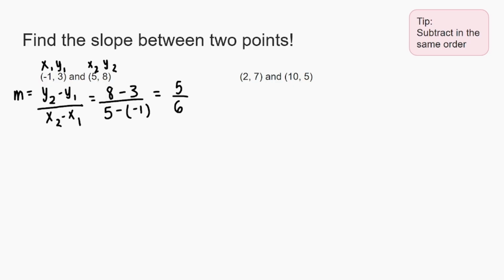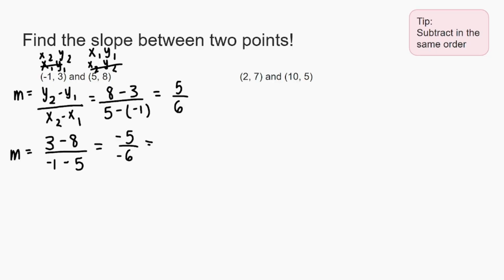And to check our work, we can subtract in basically the opposite order, right? For example, we'll say this one is our first point, and this one is our second point. So that should give us the same answer. So y2 in this case is 3, and y1 is 8, and x2 is going to be -1, and x1 is going to be 5. So with that, we get -5 divided by -6, which is equal to 5/6, because the two negatives here cancel out.